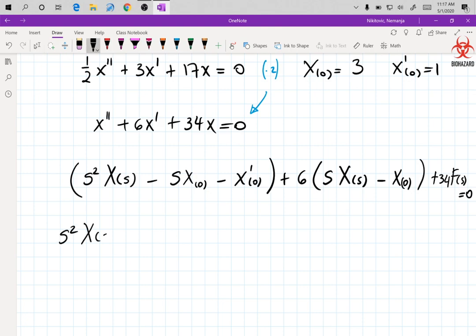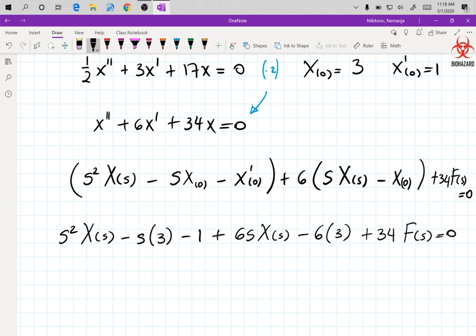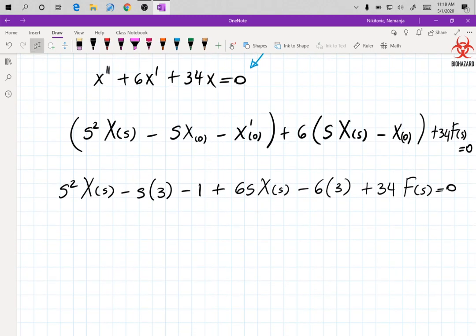S squared X of s minus s x of 0, which is 3, minus 1, and what else do we have? Plus 6s X of s minus 6 x of 0, which is 3, and then plus 34 X of s equal to 0. And now we get all of this together. Why am I mixing f's and x's? 34 X of s. There we go, better.